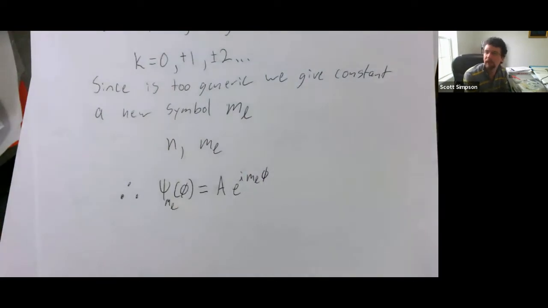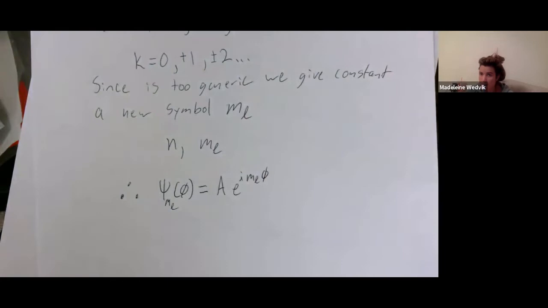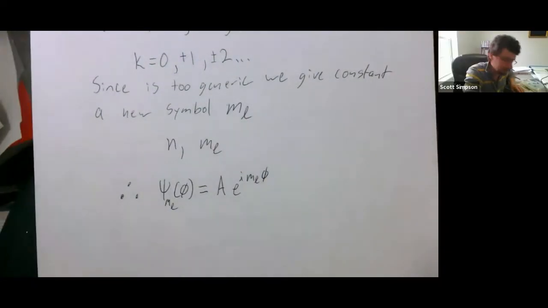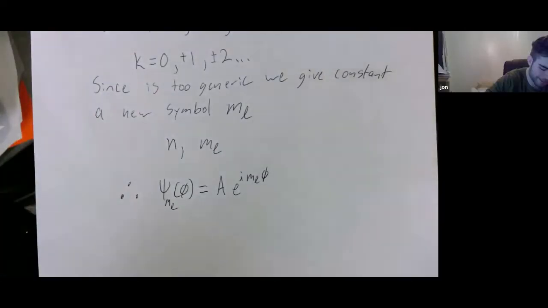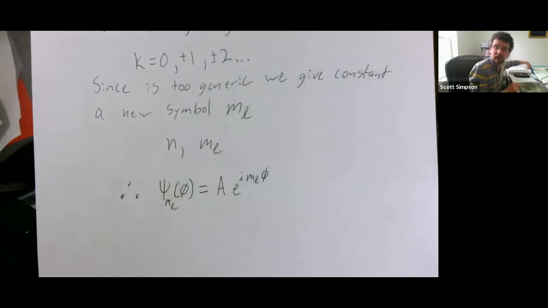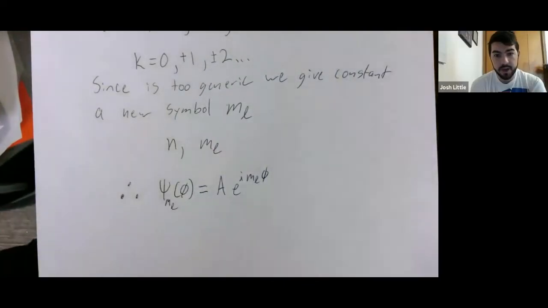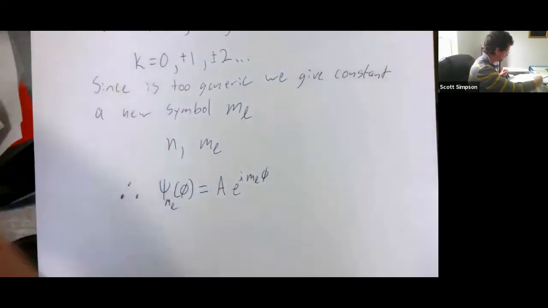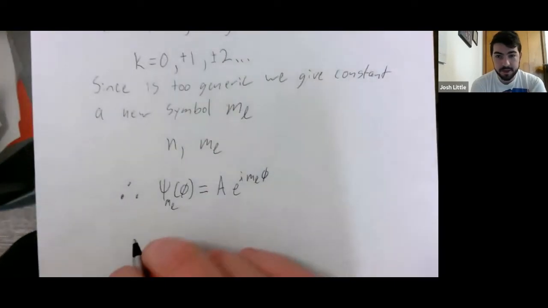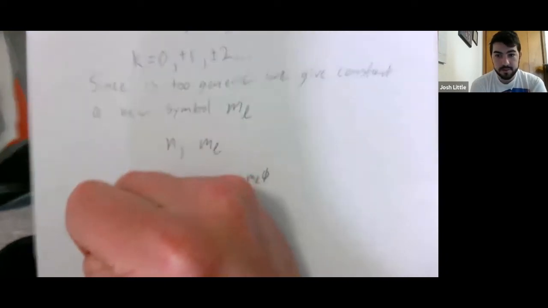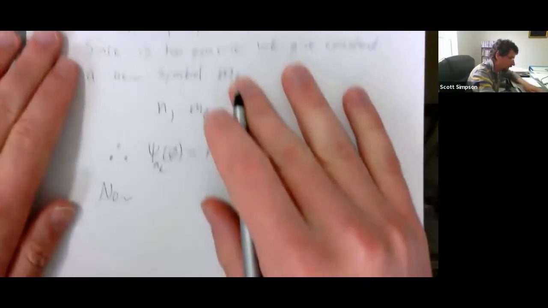What do you think we need to do next? Normalize it. Well, what do we know in here? What don't we know? We don't know A. How do we find out? We're going to normalize it. And now we need to determine A.